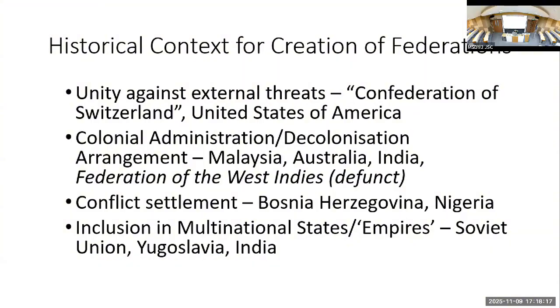Nigeria had a bloody civil war in the 70s. After that, they divided their country into over 20 provinces to basically change the patterns of power configuration. And they have enjoyed peace since then. And we also later look at a country called Bosnia-Herzegovina in the Balkan Peninsula in southeastern Europe. Finally, sometimes it could be inclusion in multinational states or empires, like the Soviet Union, Yugoslavia, and India. We look into them as well.